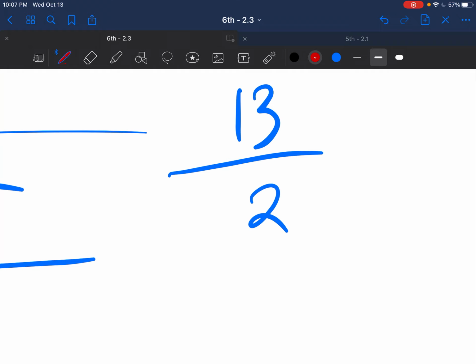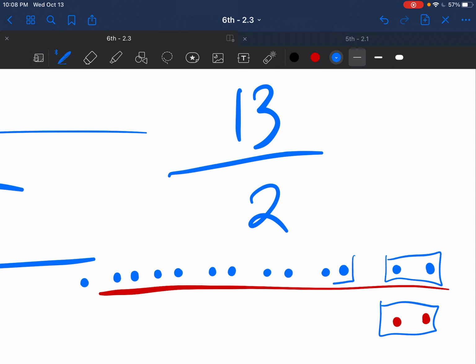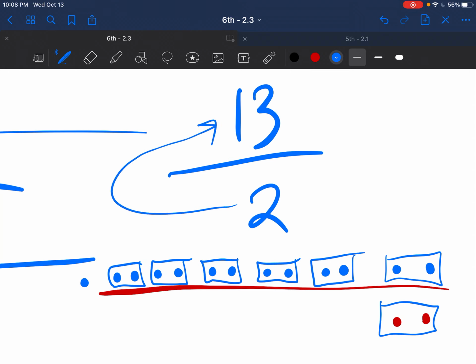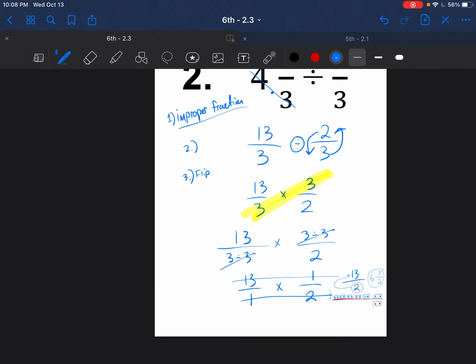So if we're struggling again, let's draw our shapes. So we have a group of 2, and then these ones on top, I'm going to try to group them in groups of 2. So I have 1, 2, 3, 4, 5, 6, 7, 8, 9, 10, 11, 12, 13. Now let's see how many times 2 can go into 13. So we have 1, 2, 3, 4, 5, 6. So I know 2 can go into 13 6 times. My denominator stays the same, and what's left over? 1. So your answer for this problem is 6 and 1/2.